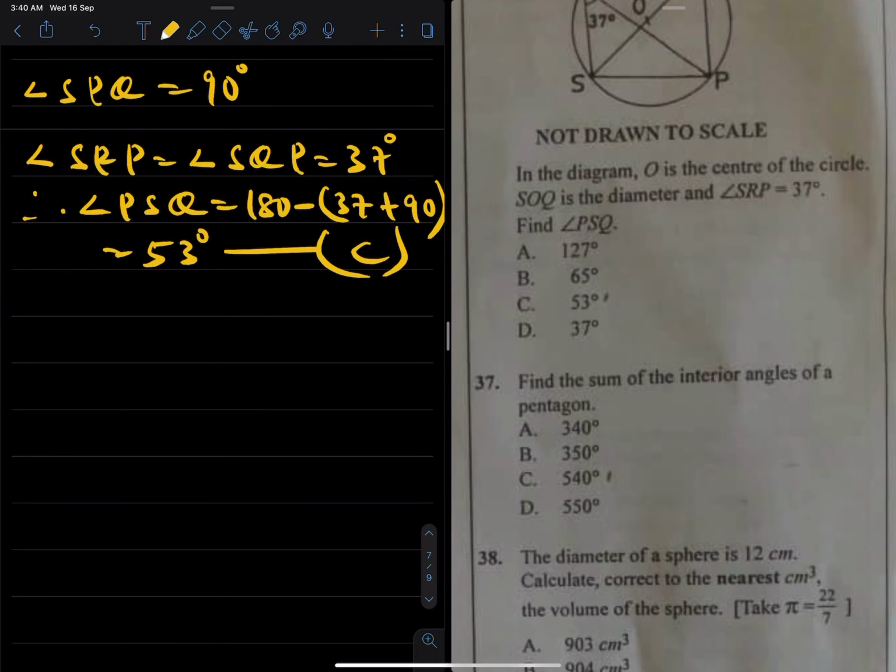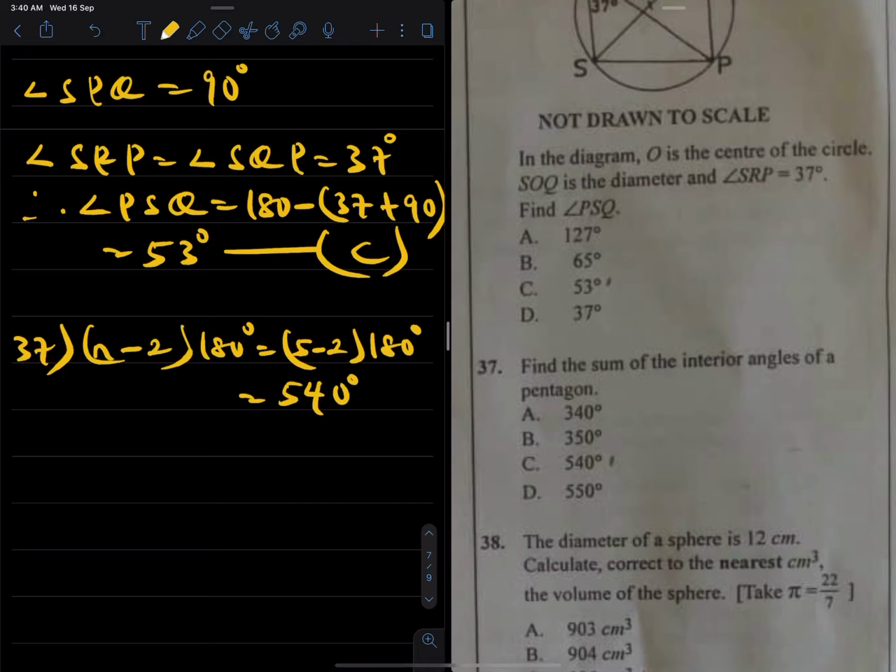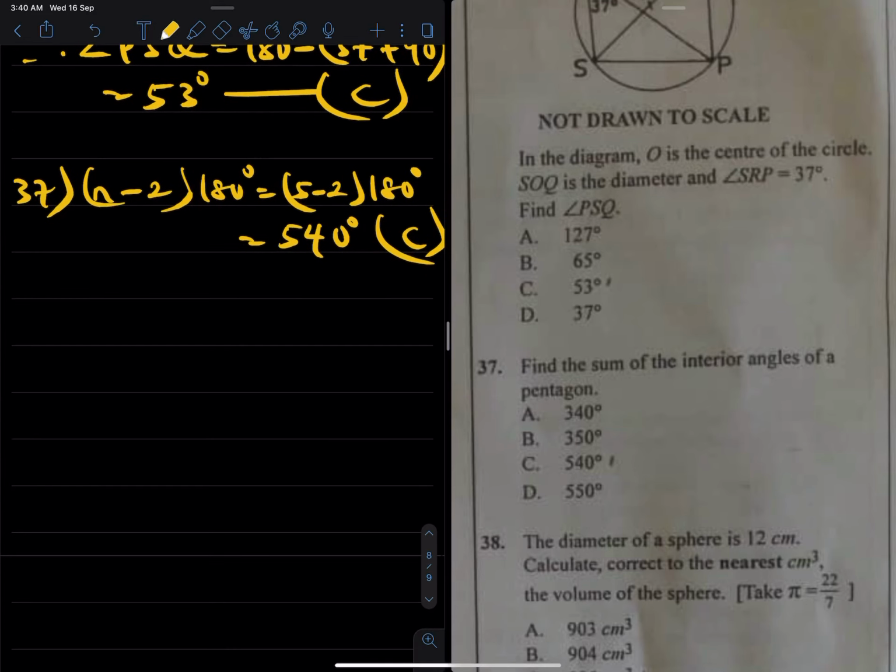So the next, very quickly, question 37. Find the sum of the interior angles of a pentagon. Oh, that's simple. The sum of interior angles of a polygon is given by n minus 2 times 180 degrees. A pentagon has 5 sides, so that's 5 minus 2 times 180 degrees, which is 3 times 180 degrees. That's 540 degrees. The correct option is C. And then we go to 38.